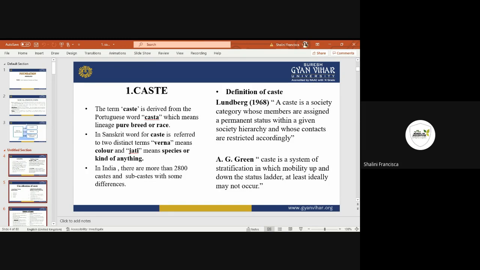A.G. Green has also given us a definition of caste. That is, caste is a system of stratification in which mobility up and down the status ladder, at least ideally, may or may not occur. So A.G. Green said it is a stratification, a division in the society, which is not permanent, and people can take efforts to go up in the hierarchy and come down in the hierarchy.